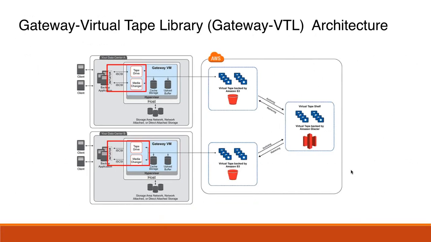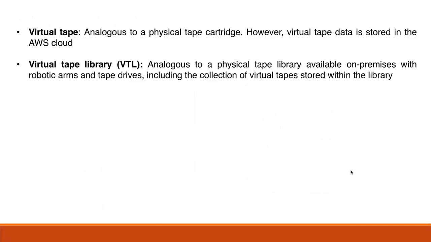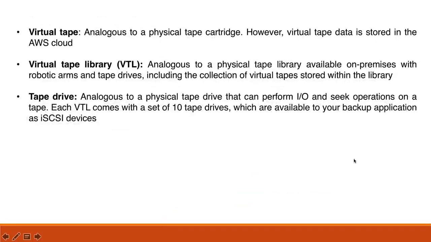The third category is called the Gateway VTL, or the Gateway Virtual Tape Library. We have a virtual tape, which is analogous to a physical tape cartridge. The virtual tape data is stored in the AWS cloud. We have a virtual tape library, that's a collection of the virtual tapes stored in the library. We have the tape drives, which are analogous to a physical tape drive that can perform the I/O and seek operations to a tape.